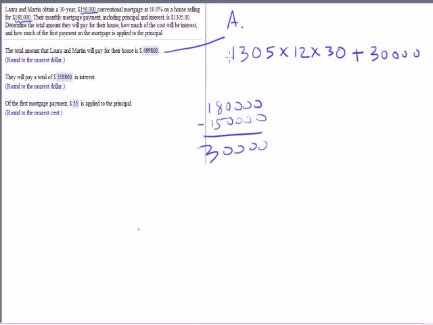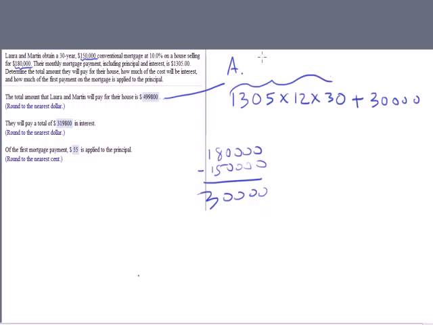So they're going to have to add in the total paid due to payments plus the down payment. And you should see that the total paid is just under $500,000.